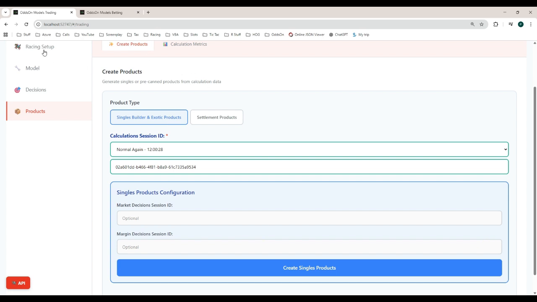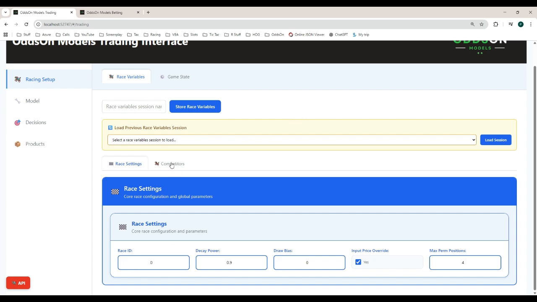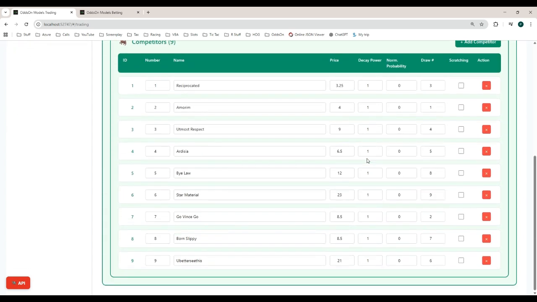But again, the way we're going to look at this anyway to see how the mechanic works is let's have a look at the situations here. So I'm going to look at this particular forecast, which is Amorim, which is draw number 1 here. And again, we can use these two that are the same. So Go Vince Go and Born Slippy. Now, if we look here, Go Vince Go, he's drawn 2. So he's very close to Amorim, whereas Born Slippy is right on the other side. So if we do expect some draw bias, we might expect the 1 and 2 price to be shorter than the 1 and the 8.